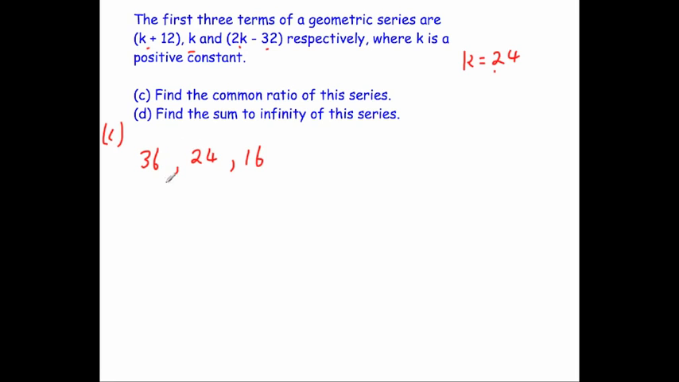So let's divide and get the common ratio. So let's divide the second term by the first term. Well, that's then going to mean that r, the common ratio, is 24 over 36. Or if you cancel that down, 2/3. So the common ratio is 2/3.